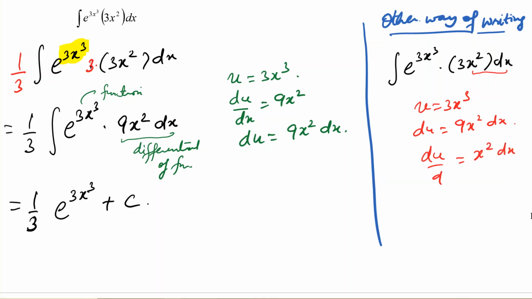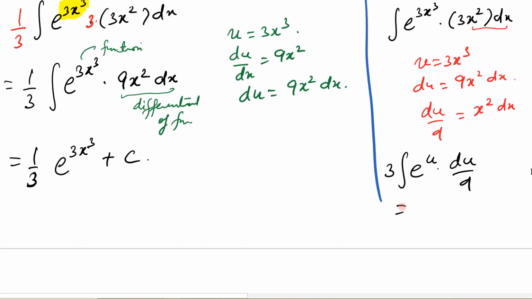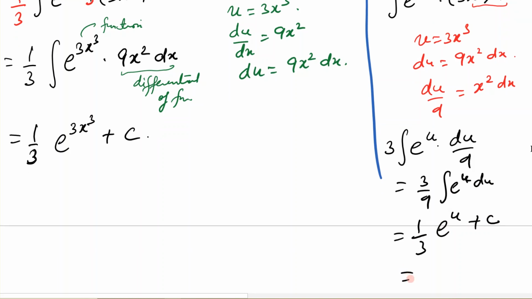So now our original integral is going to be replaced by the new one. So e raised to power, in place of 3x cubed, we write e^u. And the 3, we can just take out. And in place of x squared dx, we write du over 9. And then we have 3 over 9 integral of e^u du. So this is 1 over 3 times the integral, which is e raised to power u plus c. And then we plug back the value in terms of the original variable. So we get e raised to power 3x cubed plus c.